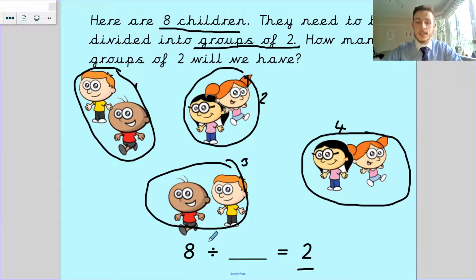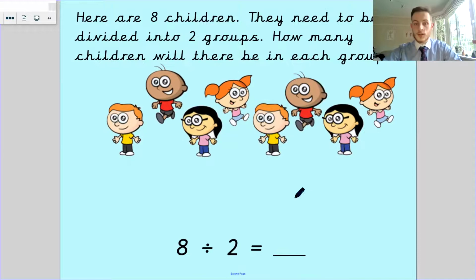So 8 divided by 4 is 2 in each group. Spot on. I've got 8 children in total. I've made them into 4 groups and I've got 2 in each group. And the reason I worked that out is because it told me to group in 2s. Now let's go to the next question. This is the same question, but it's asking me to do something else this time.